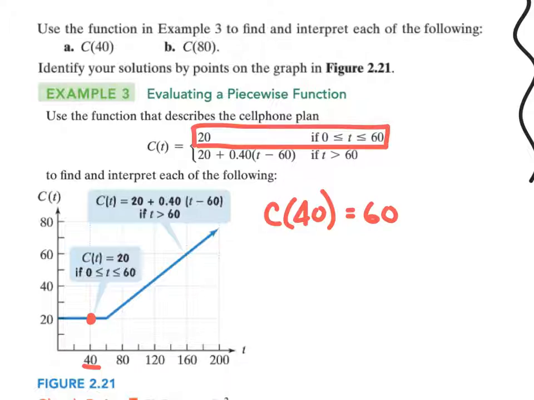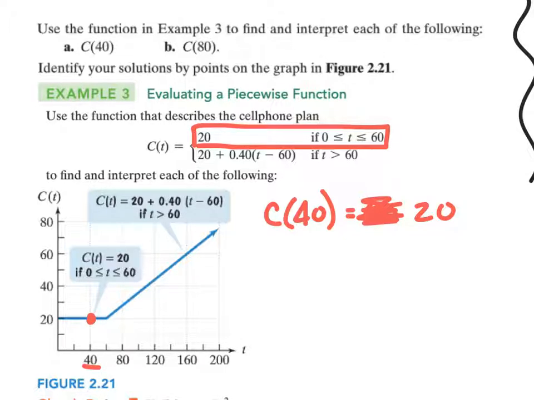And understand that anytime I'm plugging in any number for t that's between 0 and 60, it's going to be 20, or 20, not 60. What am I doing? Okay, so 20. Yeah, I got 60 mixed up because we're using this number 60.